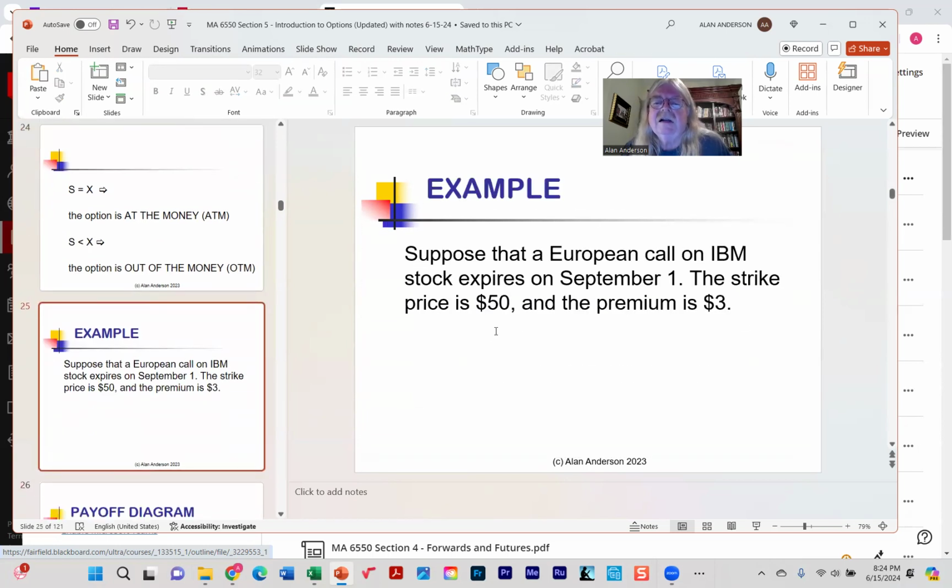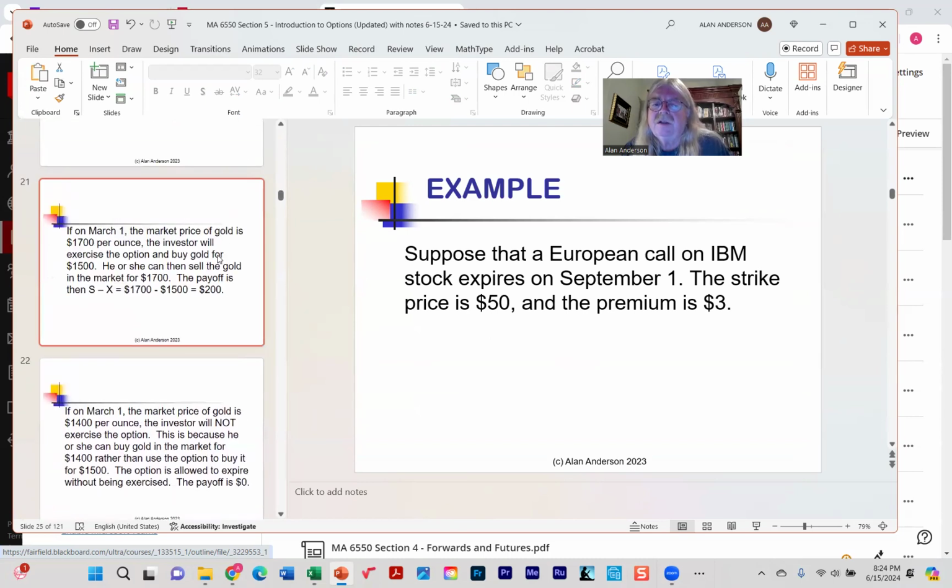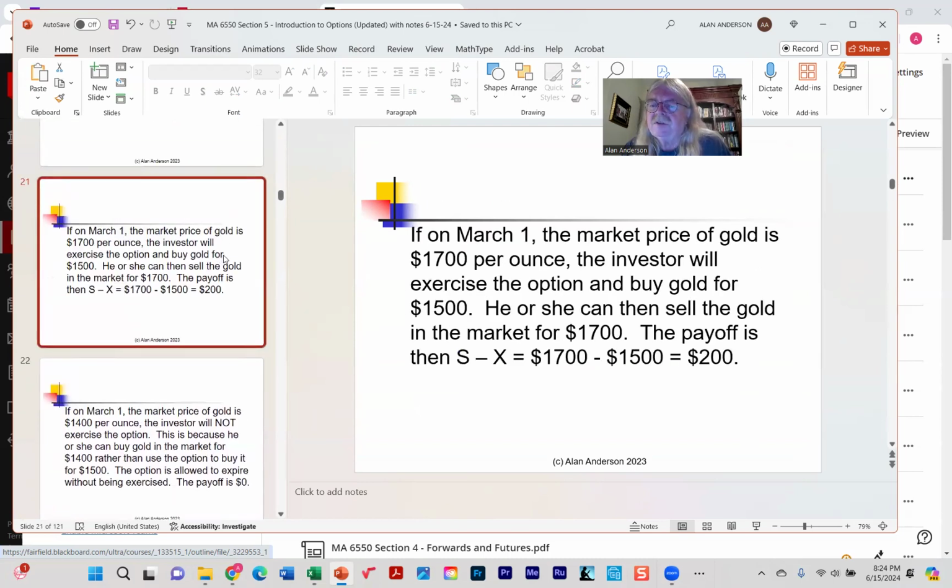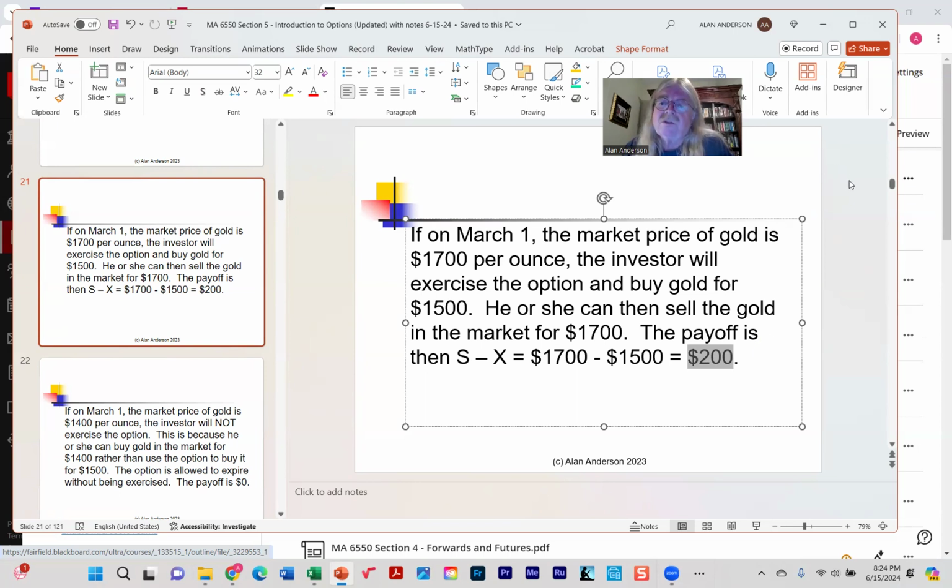Good to know. All right, now here's an example with a call on IBM stock that expires on September 1st. Here, we're introducing the premium. If you notice, when we were talking about payoffs, there was no mention of the premiums. That's coming next, because this $200 is not a pure profit, since it doesn't take into account how much we paid for the option. Once we know that number, we can figure out the actual profit as well as the rate of return.